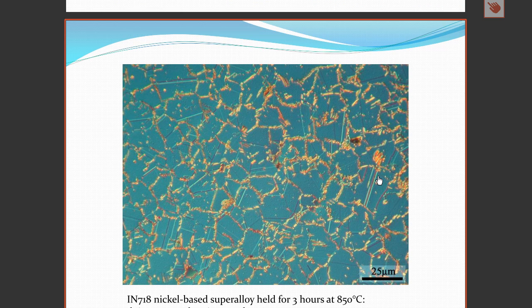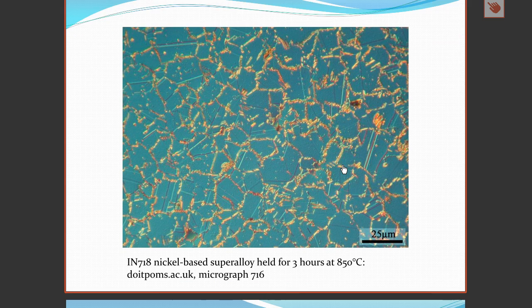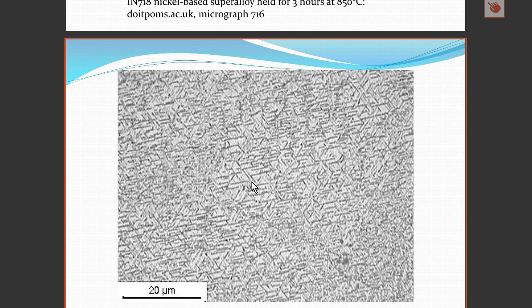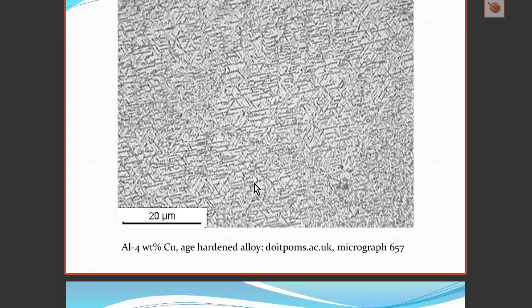Here we see an example of a nickel-based superalloy. The precipitate has wetted the grains of the matrix and has produced a continuous precipitate. This is not good for the toughness of the material. Here we see precipitates in an aluminum copper, age-hardened alloy. We can see here the precipitates are very finely distributed. They are aligned with the planes within each grain.